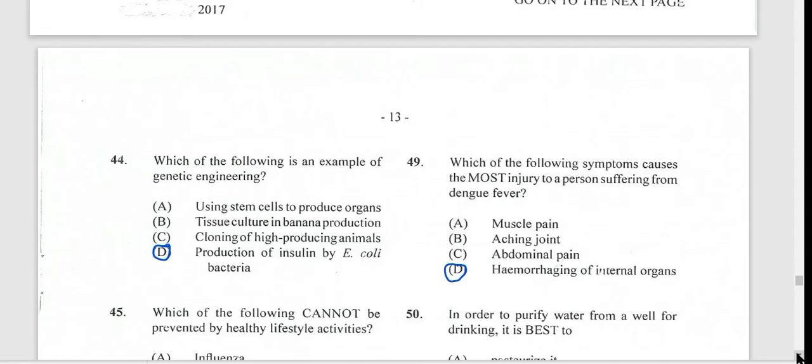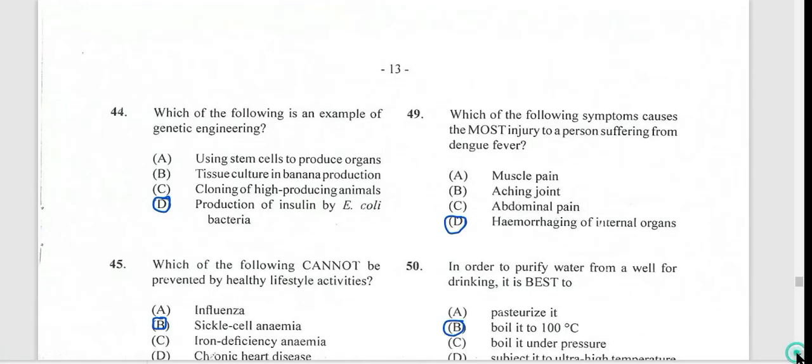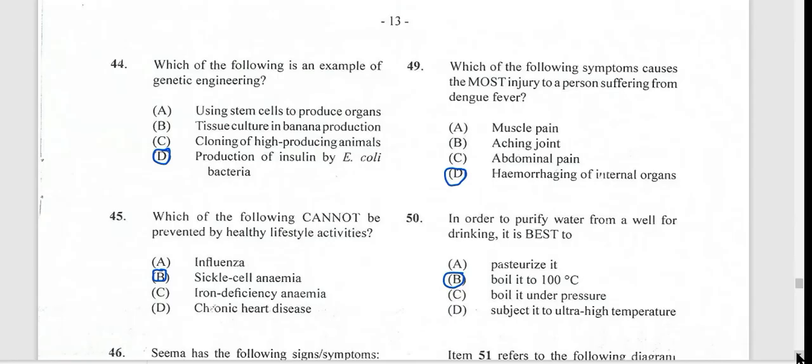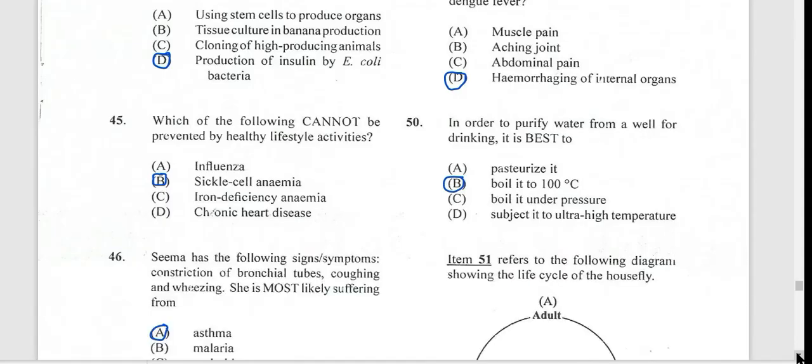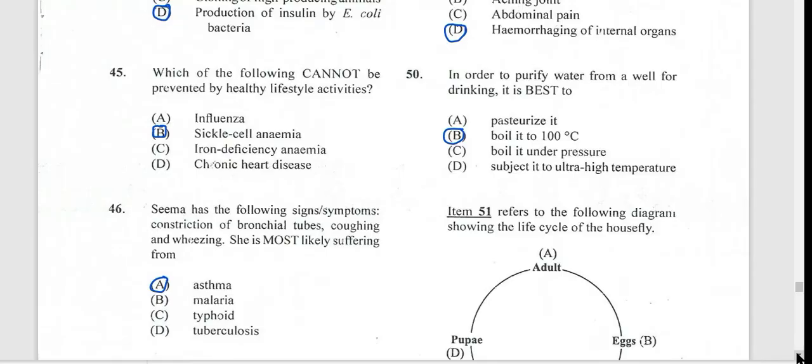Question 45. Which of the following cannot be prevented by healthy lifestyle activity? That's going to be sickle cell. It's inherited, so your answer here for 45 is going to be B. Moving on to question 46. Asthma has the following signs and symptoms: constriction of a bronchial tube, coughing, and wheezing.